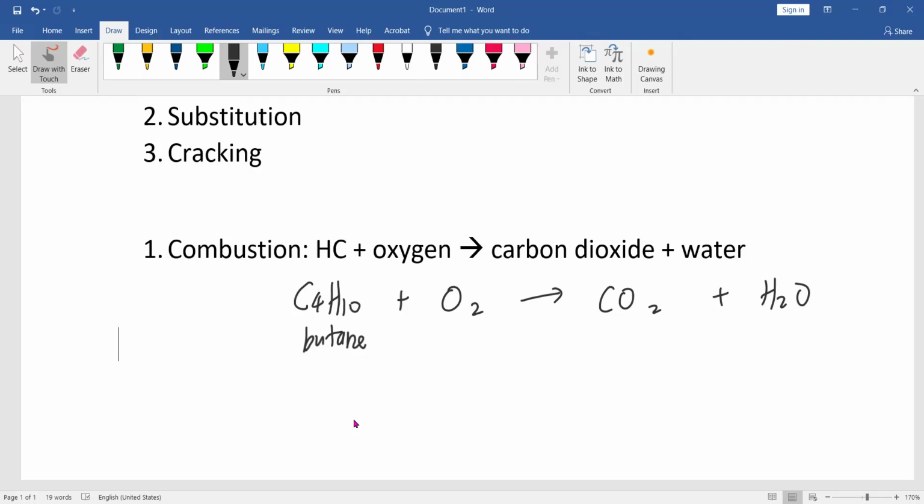Okay, ready? So 4 carbon dioxide, 10 hydrogen, 5 water. What do you do? 8 plus 5 is 13. So here you put 13 over 2 and then you times 2 for everything.